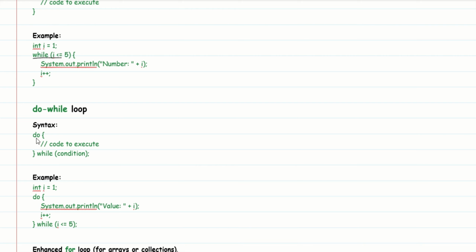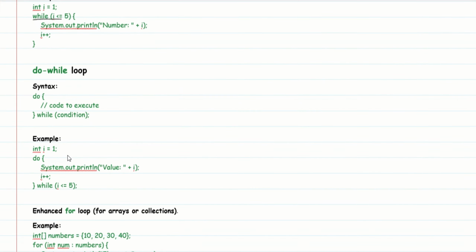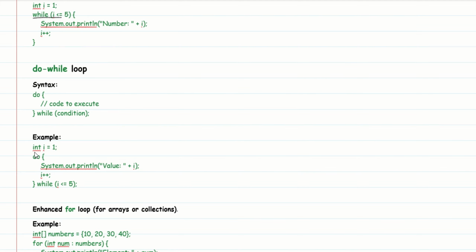So I have a do. The syntax is the do keyword, and within braces add the required statements. Then check the condition. The same thing: I'm initializing the counter, then executing the statements, then incrementing it and checking the condition. If the condition matched, go inside the loop. So loop until it breaks the condition.